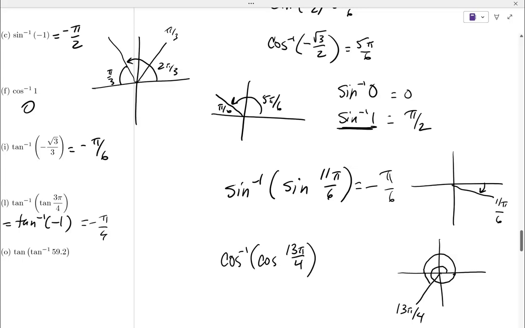Now I need to figure out where the angle is that I really need for inverse cosine. Over here, this is in quadrant 3. Is cosine positive or negative here? Negative. Inverse cosine gives you an angle in quadrant 1 or 2. So I'm looking up here. What angle over here do we need instead? 3 pi over 4. Good.